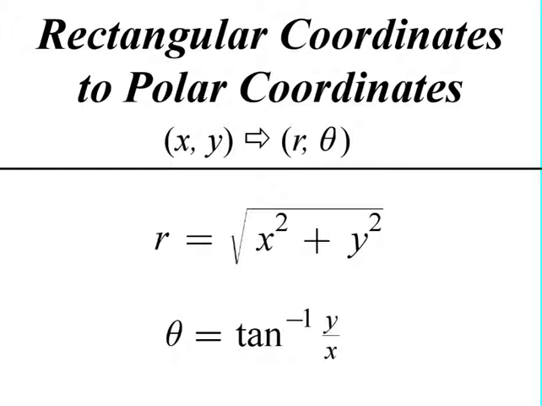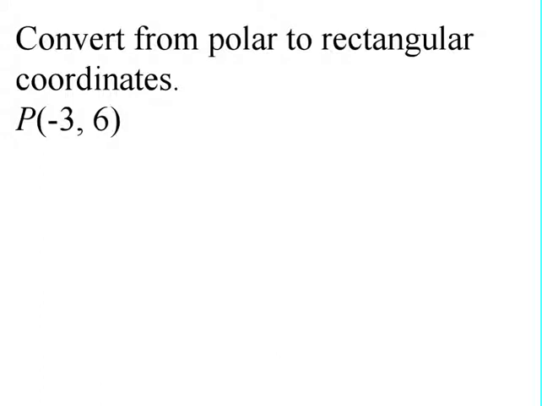Okay, so on this problem, I'm going to be given a point. In this case, I'm given the point negative 3, 6. So the very first thing I'm going to do is plot that point. What quadrant will it be in? 2. So my point, negative 3, 6. Here's negative 3. This is going to be 6.